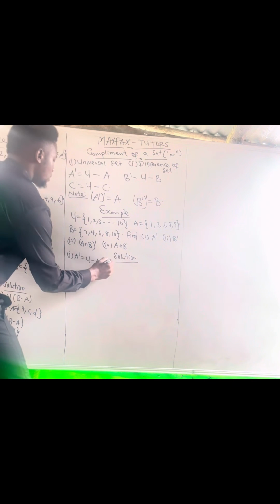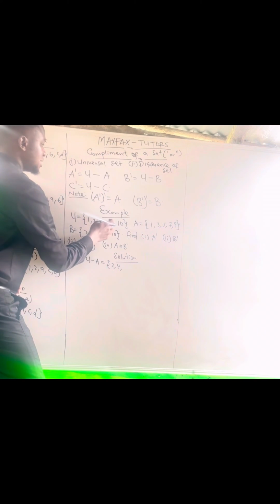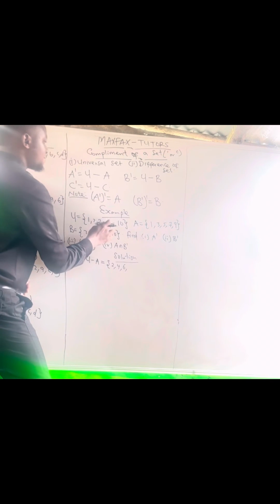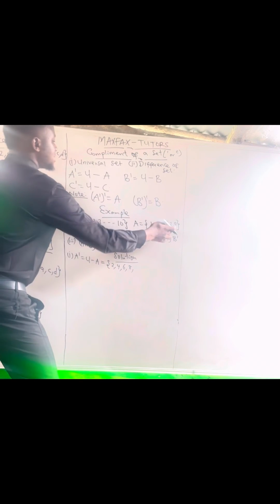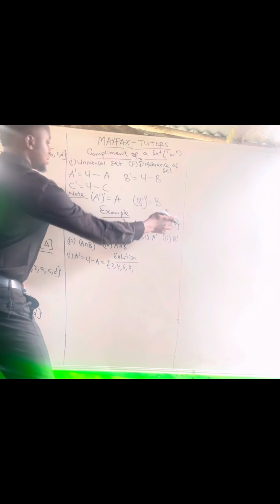What are the elements? The first element in the universal set is 1. It is in set A, you will not write it. The second element is what? 2. It is not in set A, you are going to write it. The next one should be what? 3. 3 is there, you will not write it. The next one should be 4. 4 is not there. 5 is there, you will not write it. 6 is not there. 7 is there, you will not write it. 8 is not there. 9 is there, you will not write it. Then 10 is not there.